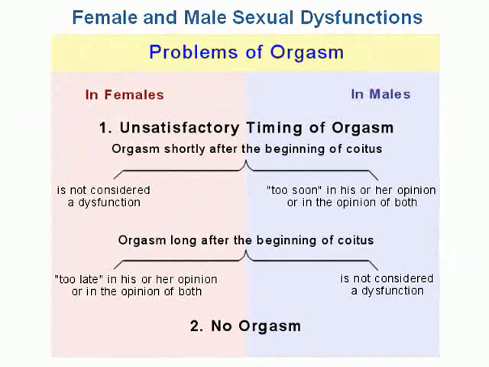Second, we have two problems of orgasm. These are summarized in the following illustration. You will notice that when it comes to the timing of orgasm, the chart repeatedly uses the word opinion. This makes a very important point. There are not and there cannot be objective criteria for sexual dysfunctions. And the reason is this.